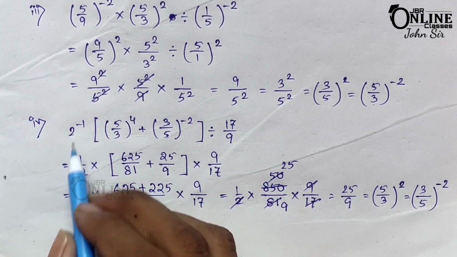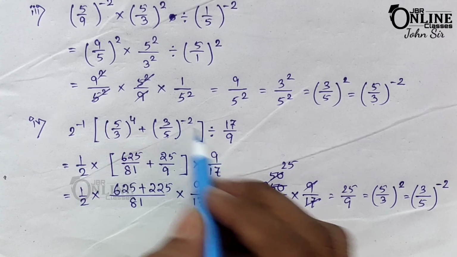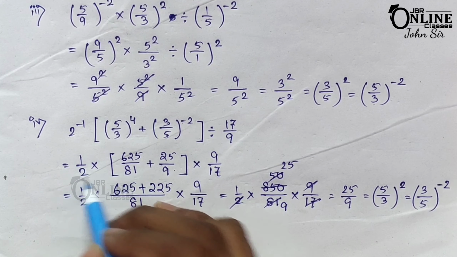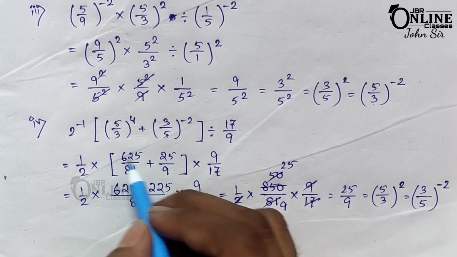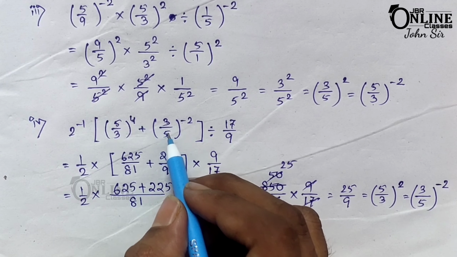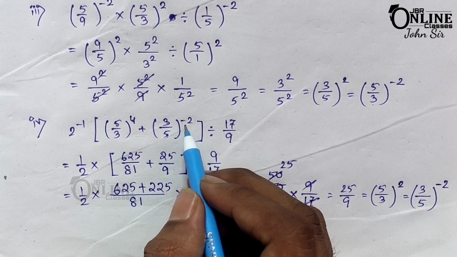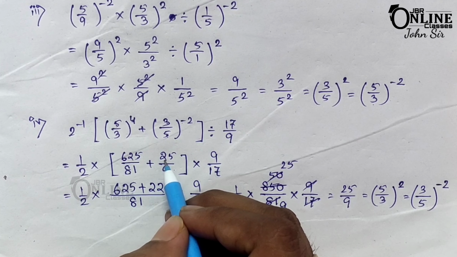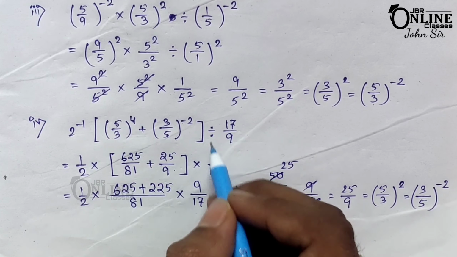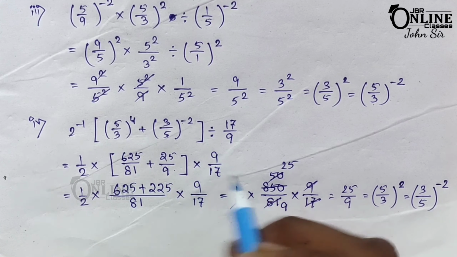Now sum number 4, 2 to the power minus 1, 5 by 3 whole to the power 4 plus 3 by 5 whole to the power minus 2 divided by 17 by 9. So 2 to the power minus 1 means half into, now 5 to the power 4 means 625, 3 to the power 4 means 81, plus here 3 by 5 whole to the power minus 2, that means 5 by 3 whole to the power 2. So 5 to the power 2 means 25 and 3 to the power 2 means 9. Here this divide sign will be changed into multiplication, so it will be 9 by 17.